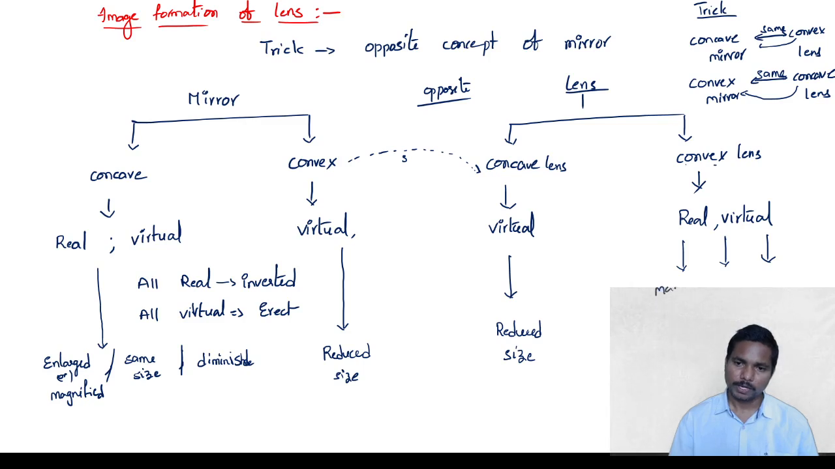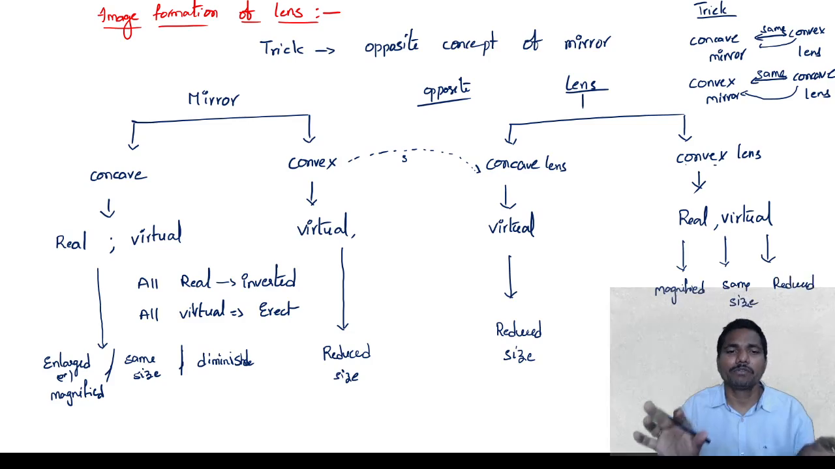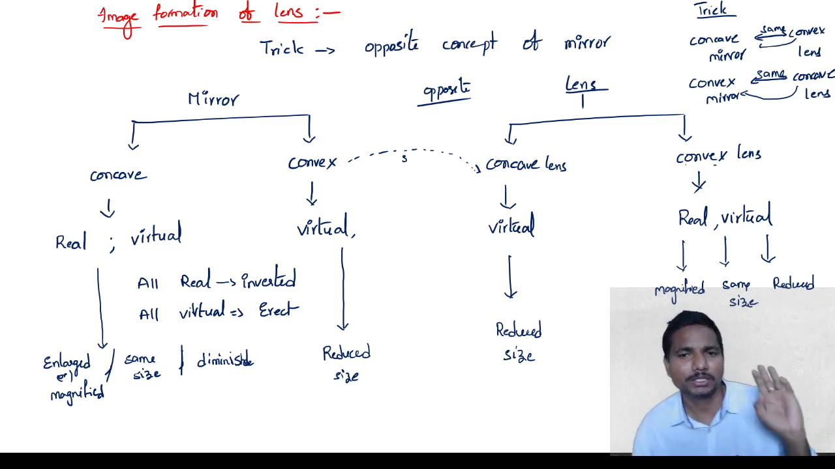Magnified, same size, reduced. If we know this, we can answer any of the questions. Already you know very well about the mirror. Just compare and you will get the opposite principle for the lenses. Now I am going to give the important table. In lenses we don't have a center of curvature. Instead of center of curvature, here we have 2f.